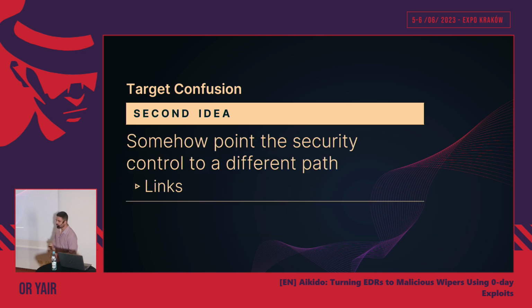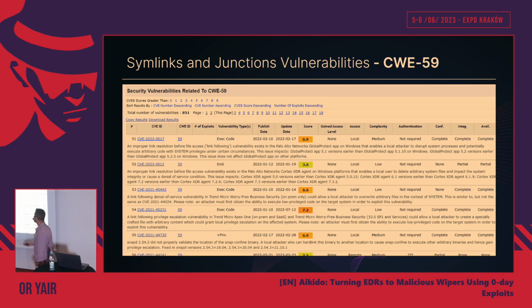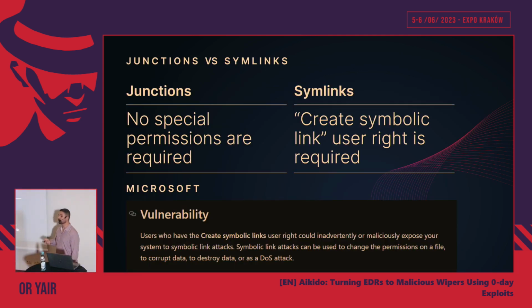But the second idea was a bit more relevant, and it was to maybe just somehow point the EDR towards a different path, while it still thinks that it deletes the original path. So these vulnerabilities are usually achieved using links. And the link vulnerability category, CWE-59, is already very well known in our industry. It's so well known that Microsoft knows that there must be a user right for creating symbolic links, and it's given by default only to administrators.